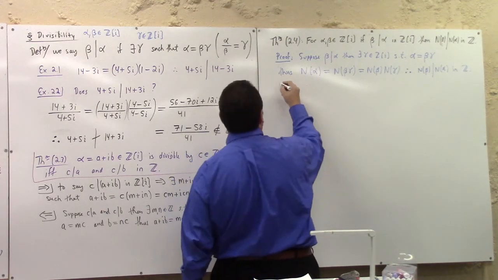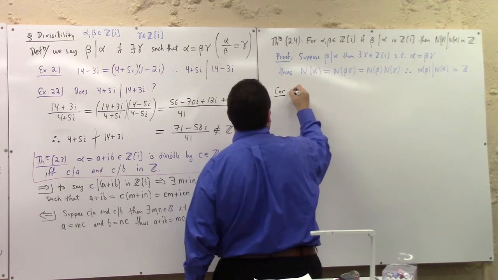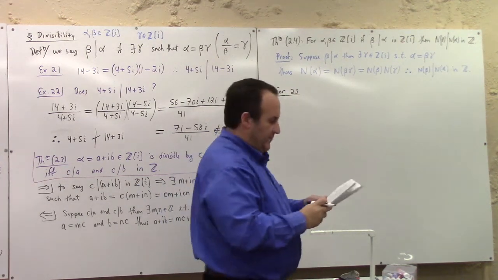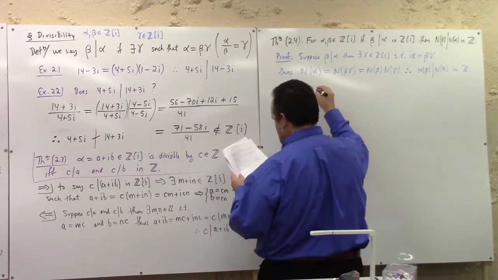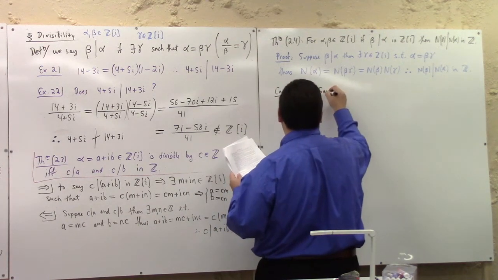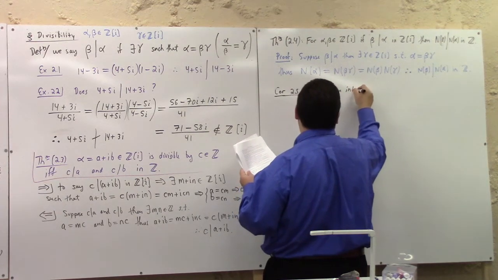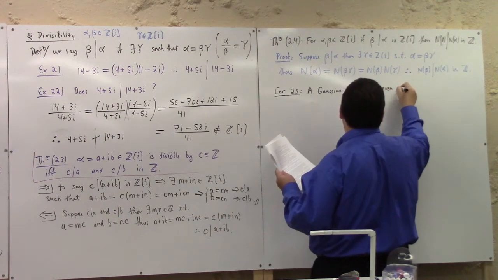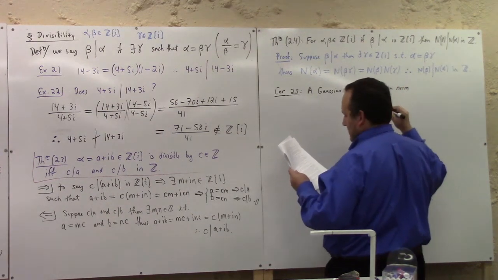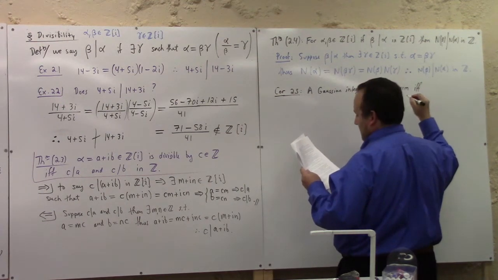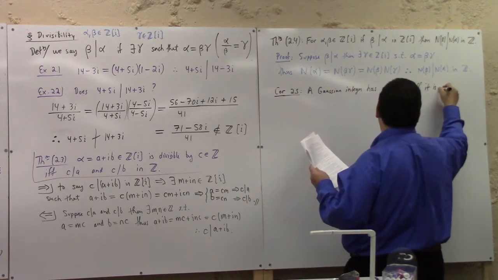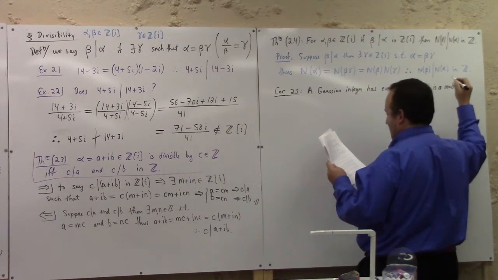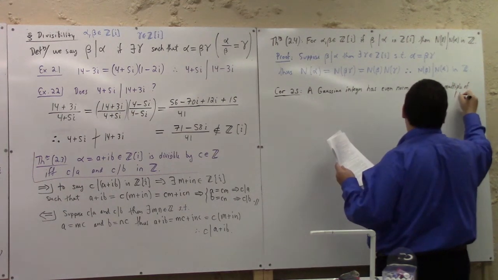Corollary to this theorem, 2.5, I think, is the following. And this is pretty interesting. Kind of a surprising corollary in some sense. A Gaussian integer has even norm if and only if it is a multiple of 1 plus i.